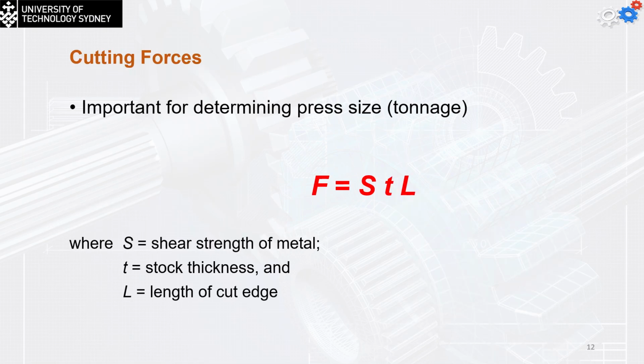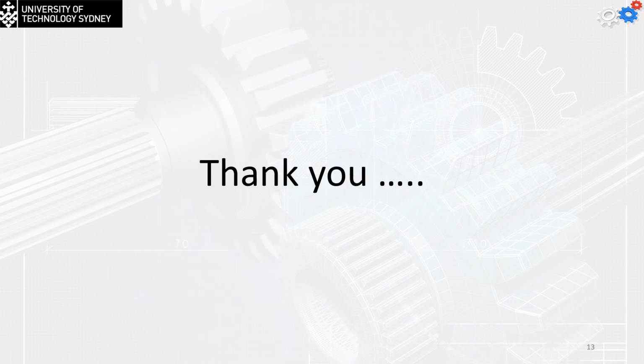Calculation of the cutting forces is very important for determining the press size. If I'm going to need just small forces, I'm going to choose a smaller press size. The equation for the force is F equals S multiplied by T multiplied by L, where S is the shear strength of the metal, which is a property of the metal itself, T is the stock thickness, and L is the length of the cut edge. So that's the end of part 7, and I'm going to continue with part 8, and we have another part 9 later.